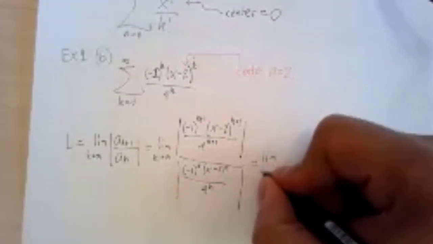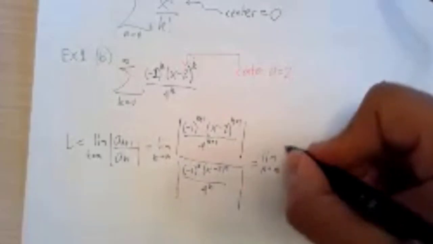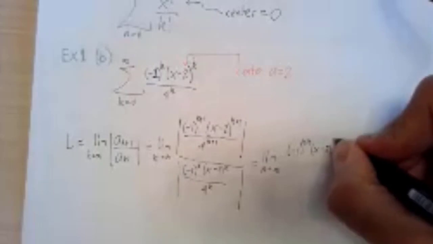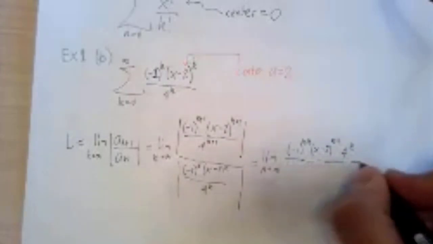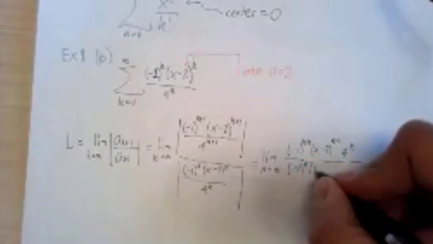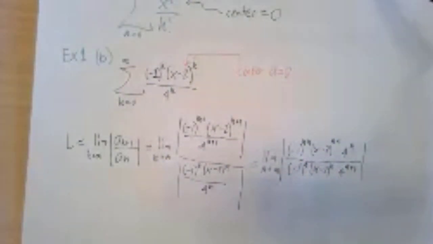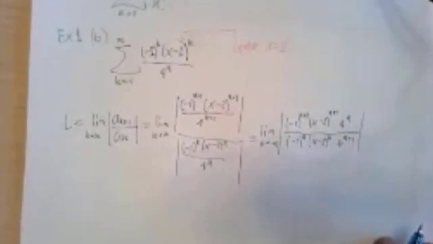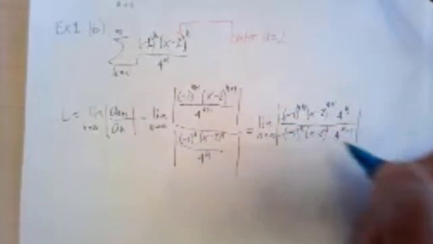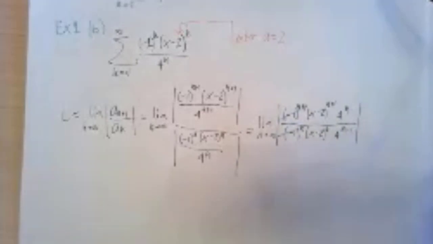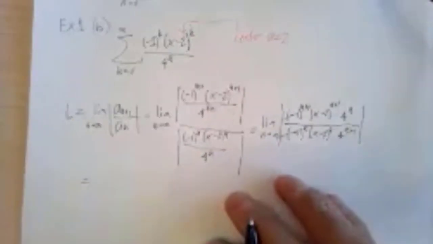We simplify this expression. It will be, let's see, -1 to the k plus 1, x minus 2 to the k plus 1, and 4 to the k, divided by -1 to the k, x minus 2 to the k, 4 to the k plus 1, absolute value, right? Now, here we can, first, because of the absolute value, notice that these -1s are gonna go away, right? The absolute value of -1 is 1, so these guys will go away. And then the 4s are positive, they don't need the absolute value sign. So we'll continue over here.